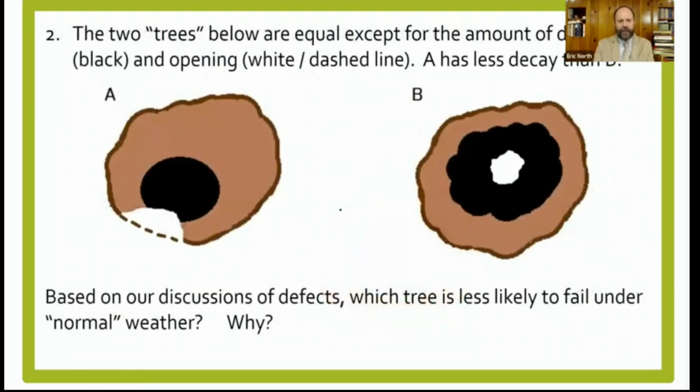All right, so here we go. Here's your question number 2. So you have tree A and tree B, and here the dark or the black material, this is the decay part, and this open section here and open section here are hollows. So there's no wood left, not even decayed. And the dashed line represents that this is open part of the tree. All else is equal about these trees. Based on our discussion of defects, which tree is less likely to fail under normal weather conditions? And I'll just point out in case my drawing skills aren't great, A has less decay than B.